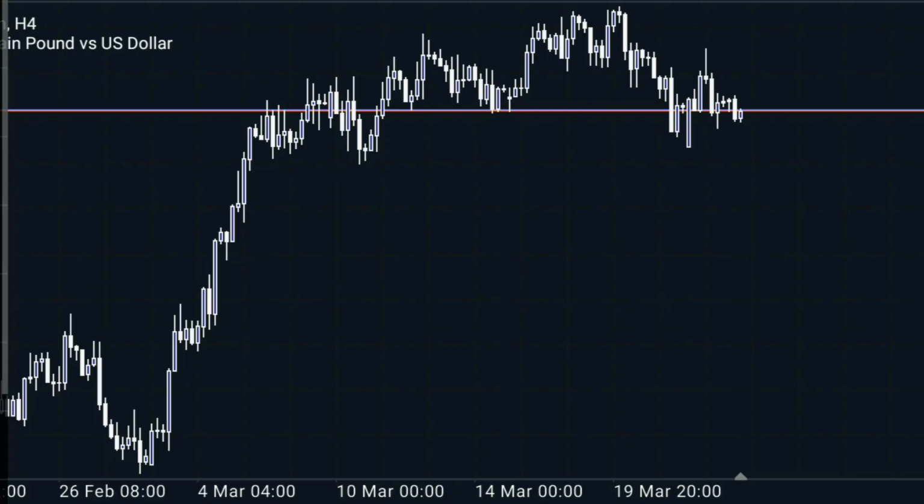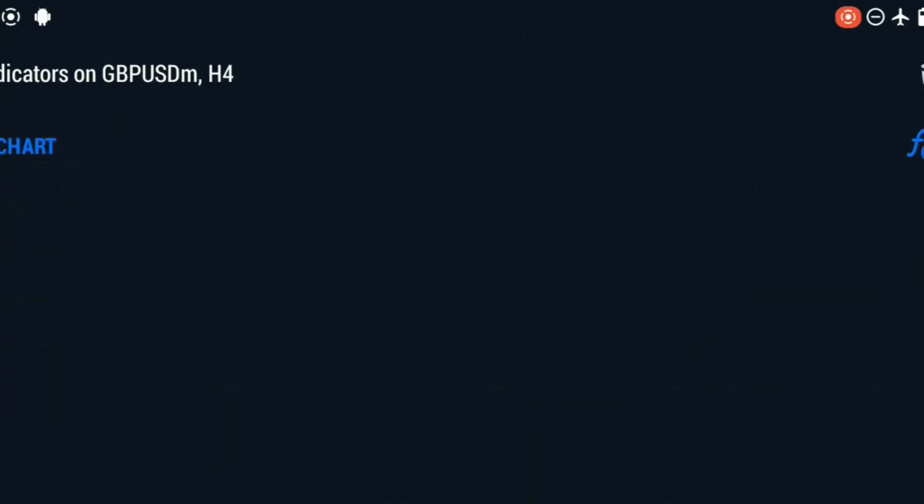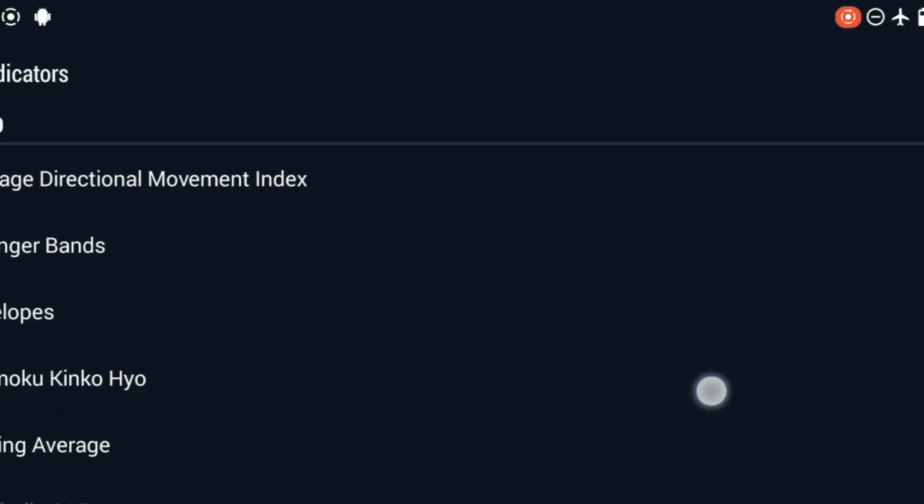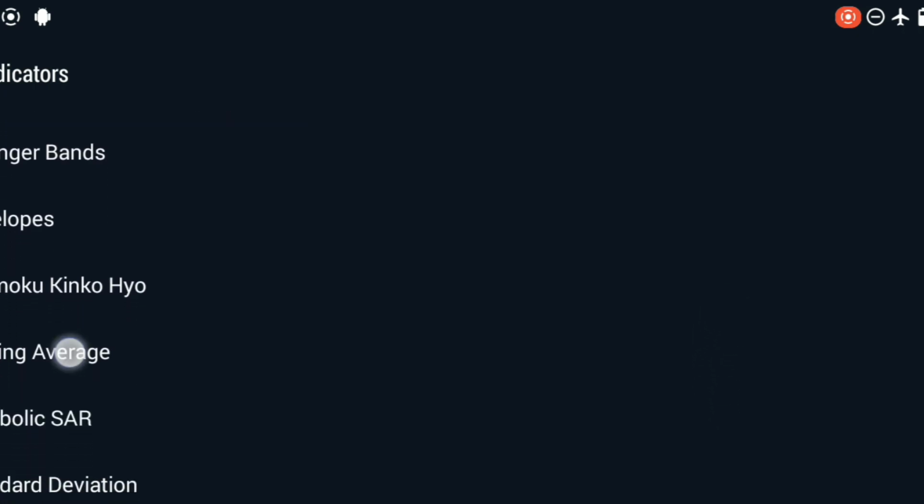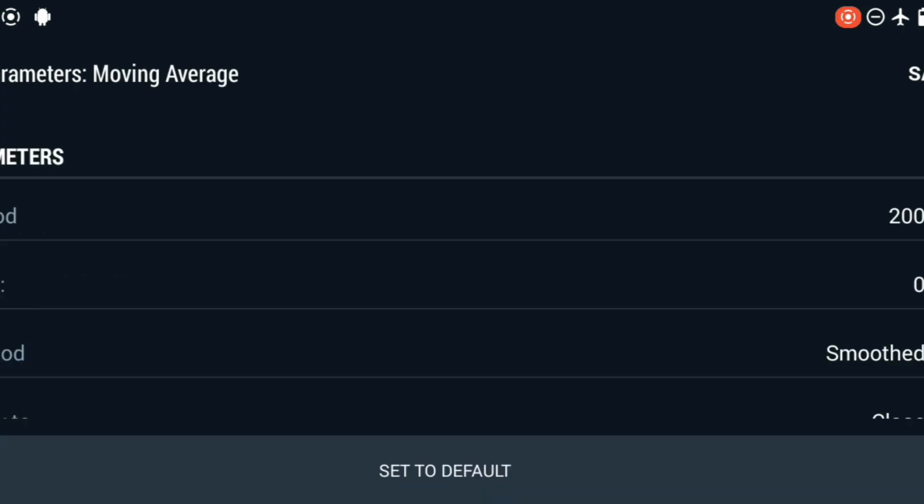When you click on the chart along this line, you will see a wave with a cross. That is the indicators tab. So you come here, this plus. When you tap, you look. These are the list of the indicators that are in the MetaTrader 5. So you tap moving average.